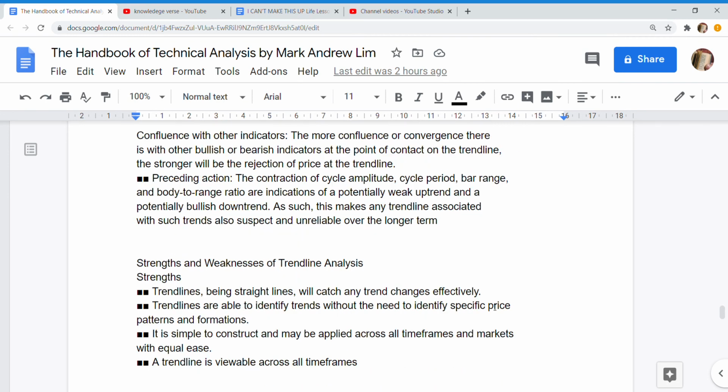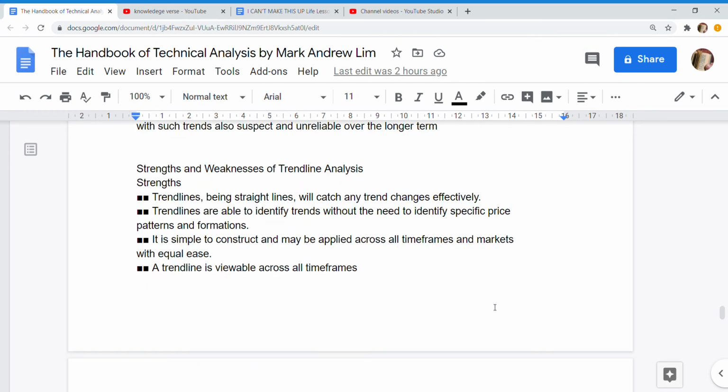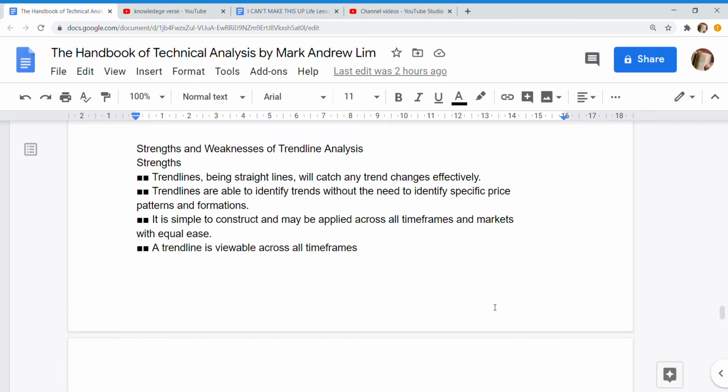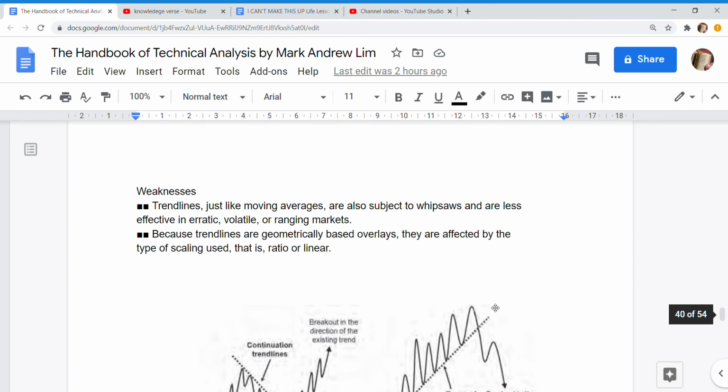Strengths and weaknesses of trendline analysis. Strengths. Trend lines, being straight lines, will catch any trend changes effectively. Trend lines are able to identify trends without the need to identify specific price patterns and formations. It is simple to construct and may be applied across all timeframes and markets with equal ease. A trend line is viewable across all timeframes.